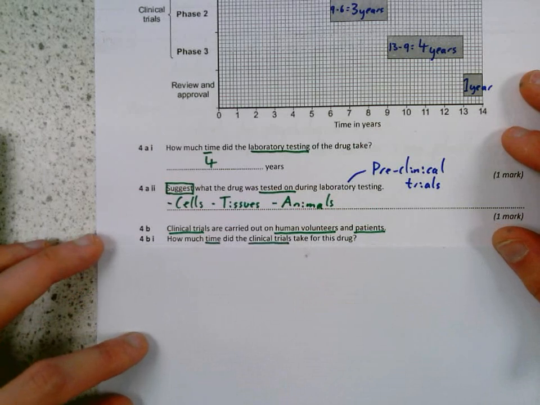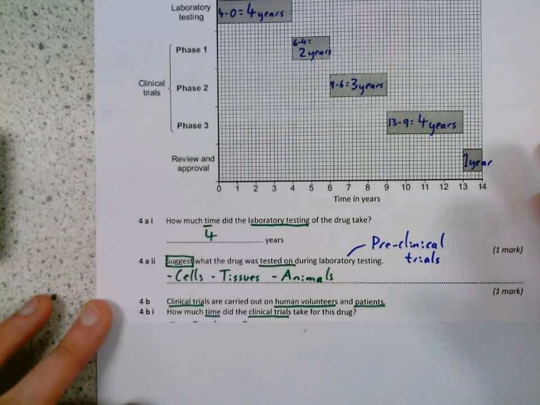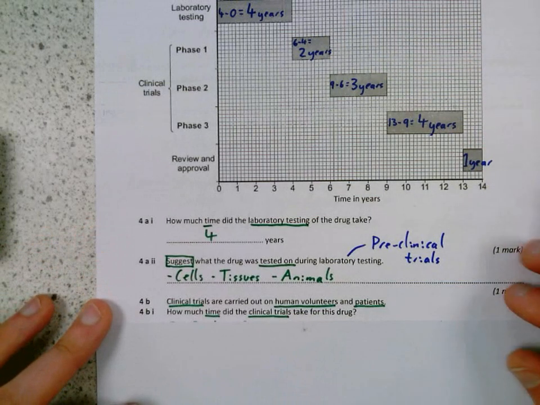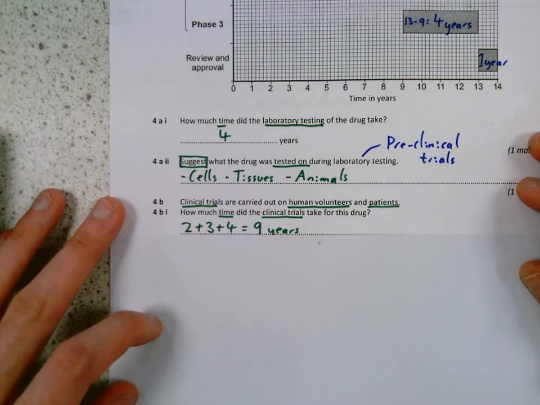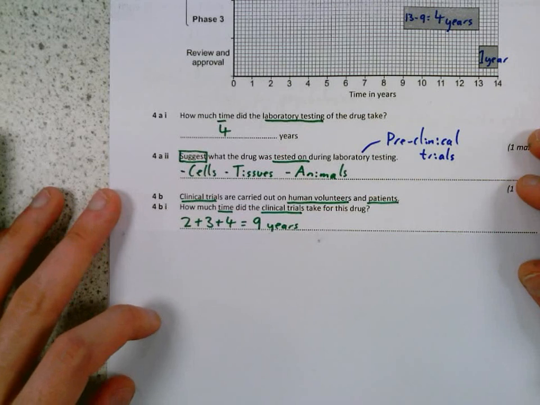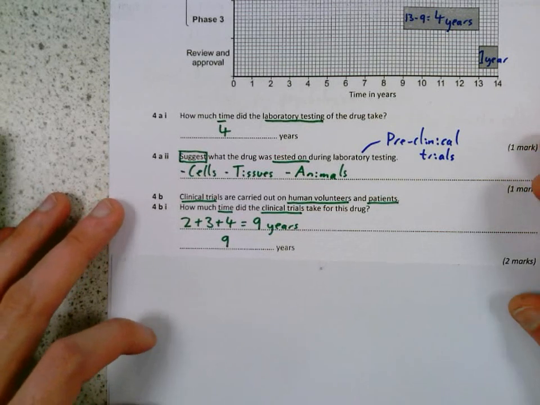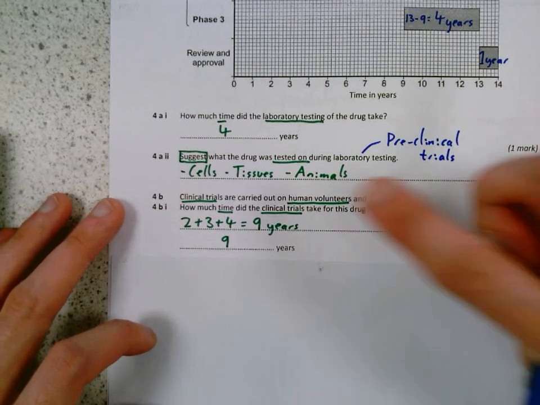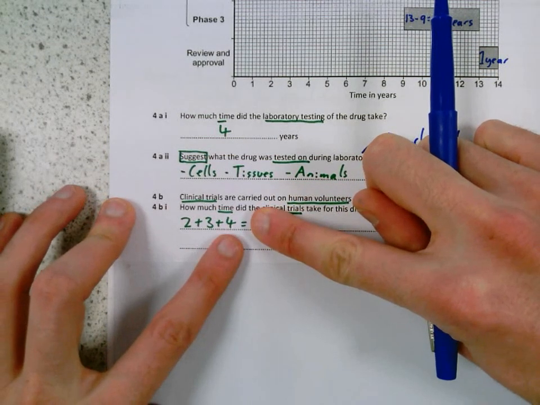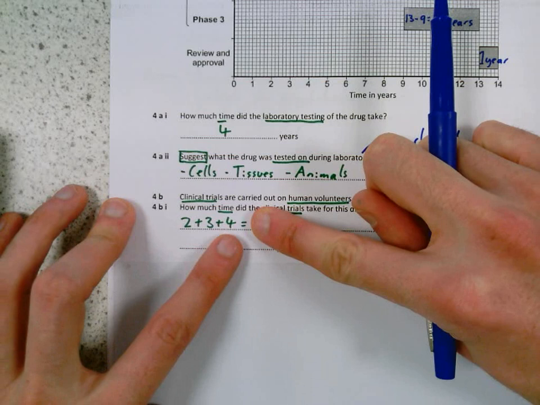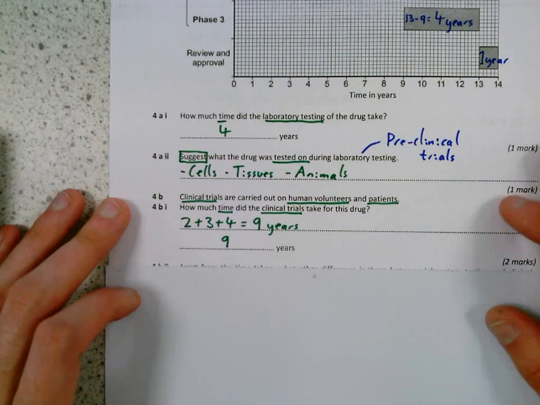How much time did the clinical trials take for this drug? So we're looking at our clinical trials. We've got 3 different phases taking different times. So I'm going to add up those times. 2 plus 3 plus 4 equals 9 years. You get 2 marks for getting that correct. If you got 2 plus 3 plus 4 and then got the answer wrong, you can still have a mark. But we should know how to do 2 plus 3 plus 4.